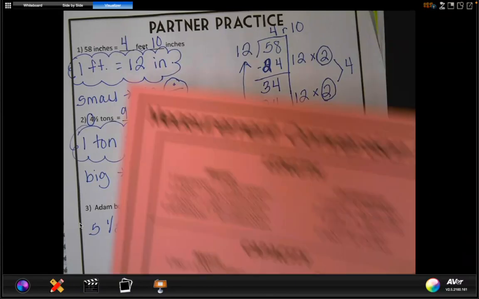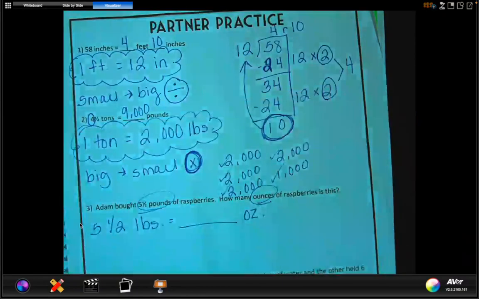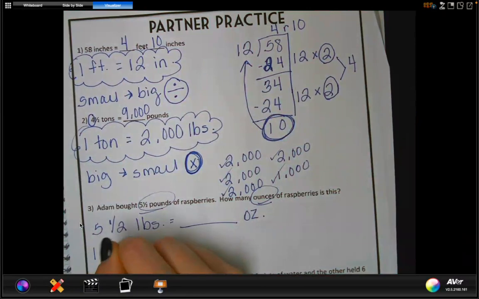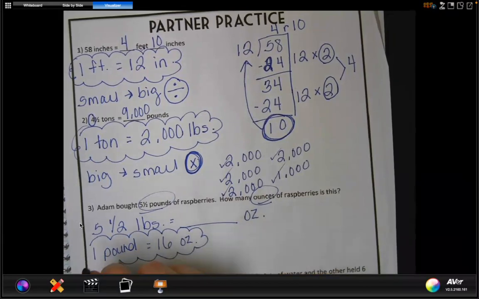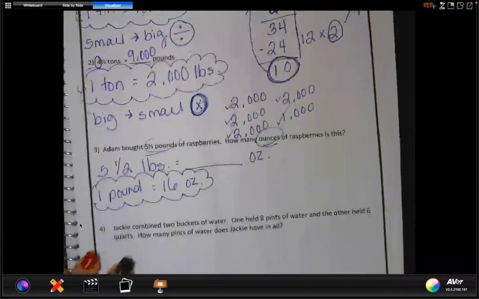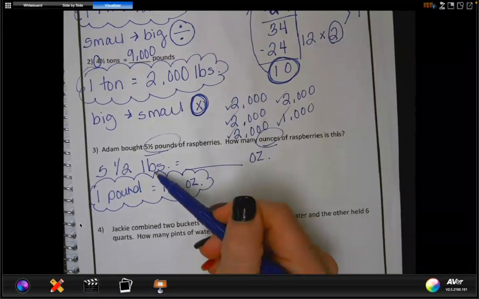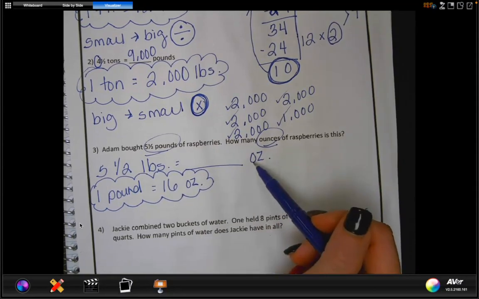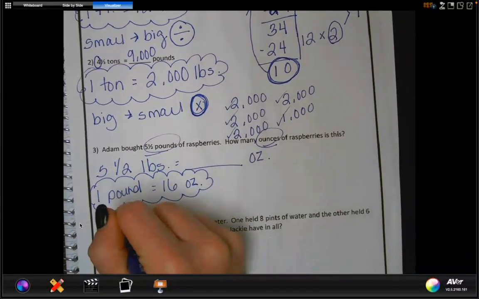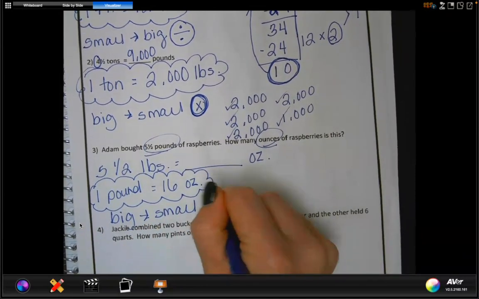Let's start with our conversion rate. So for pounds and ounces, there's 1 pound that's equal to 16 ounces. So our conversion rate is 1 pound equals 16 ounces. Okay. And then from here, let's determine, are we going big to small or small to big? We're going from pounds to ounces. So pounds, that would be to, you know, weigh like an adult person. Ounces would be to weigh an iPhone or a newborn baby kitten or something like that. So that means we're going big to small. And that means we are, of course, multiplying.